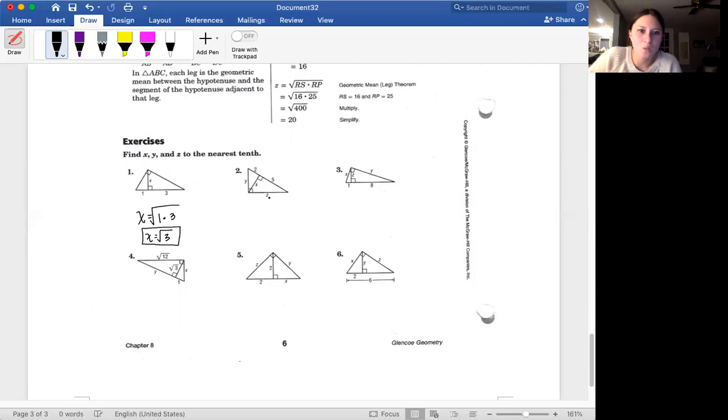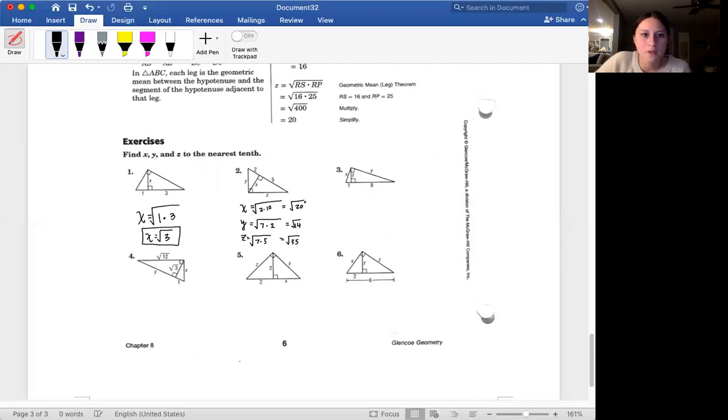Number 2, let's find x, y, and z. So x equals 2 times 5 square rooted. So x equals square root of 20. Y, well, the entire length of the hypotenuse is 7, right? So that would be 7 times the part touching y is 2. So that would be square root of 14. Z, 7 times the part touching z is 5. 7 times 5. So that would be square root of 35.